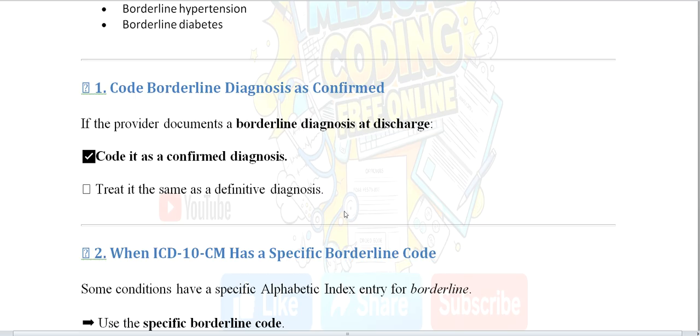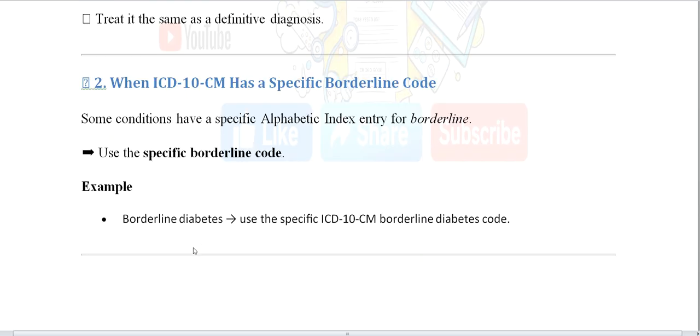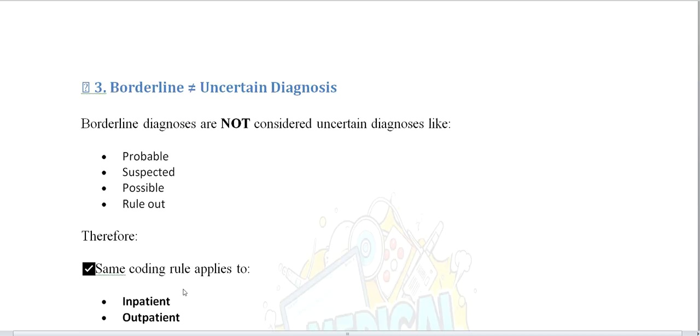If the provider documents a borderline diagnosis at discharge, code it as a confirmed diagnosis. Treat it the same as a definitive diagnosis. When ICD-10 has a specific borderline code, some conditions have a specific alphabetic index entry for borderline. Use the specific borderline code. Example: for borderline diabetes, use the specific ICD-10 borderline diabetes code. Borderline diagnoses are not considered uncertain diagnoses like probable, suspected, possible, or ruled out.